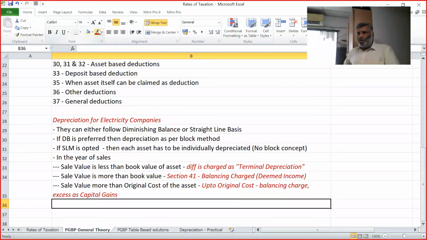No, there is no chance of capital. Yeah, terminal depreciation. So, 5 concepts of depreciation: normal, additional, unabsorbed, proportionate, and depreciation for electricity company where straight line method is followed. These are all the 5 concepts of depreciation, which gives a holistic idea about how depreciation has to be charged.